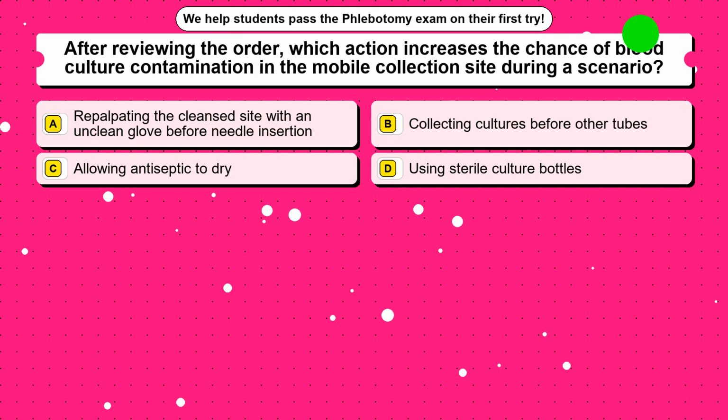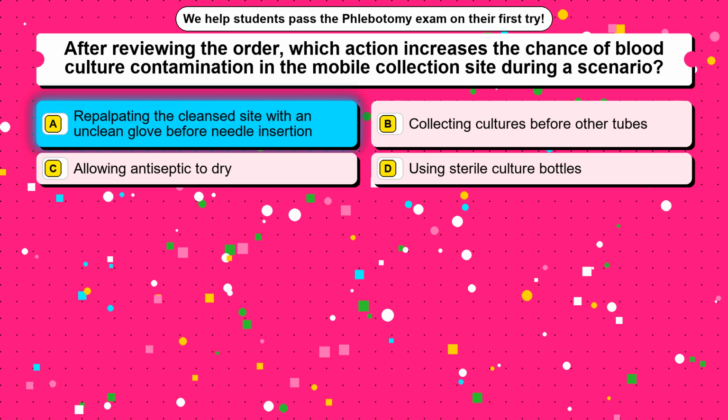Question 87. After reviewing the order, which action increases the chance of blood culture contamination in the mobile collection site during a scenario? Option A. Repalpating the cleansed site with an unclean glove before needle insertion. Option B. Collecting cultures before other tubes. Option C. Allowing antiseptic to dry. Option D. Using sterile culture bottles.